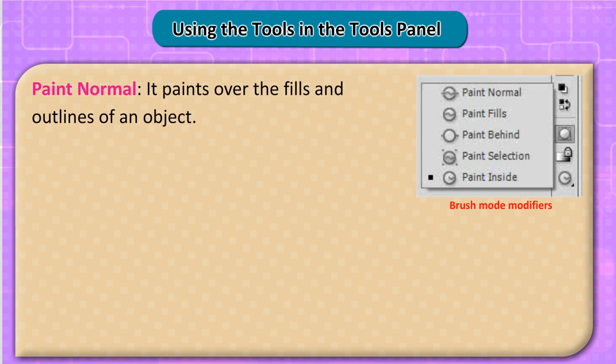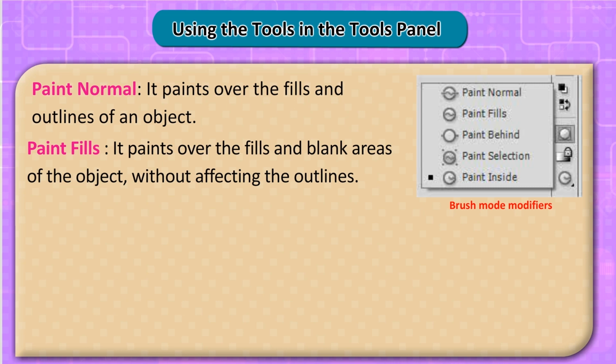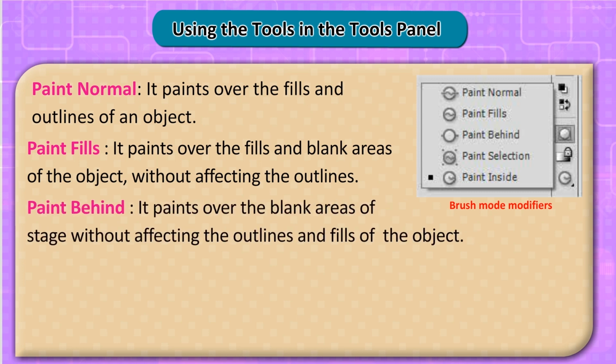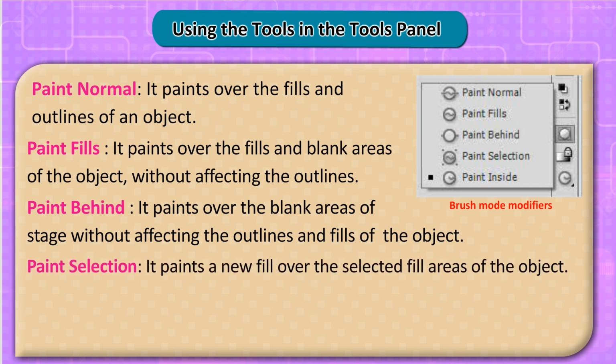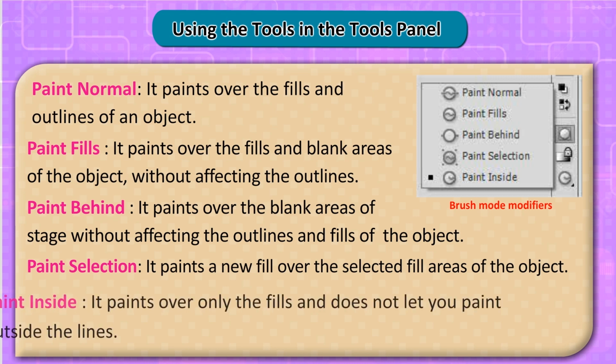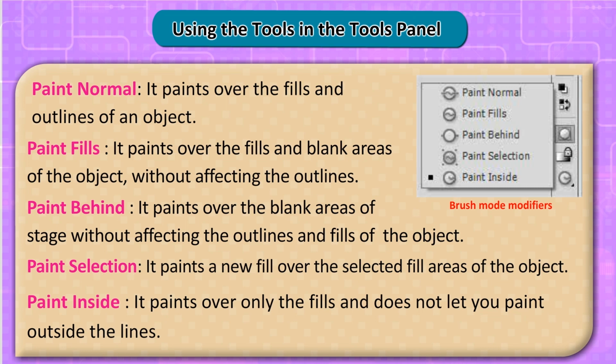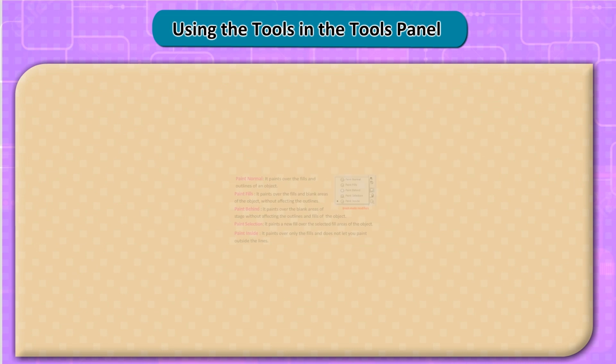Paint Normal. It paints over the fills and outlines of an object. Paint Fills. It paints over the fills and blank areas of the object, without affecting the outlines. Paint Behind. It paints over the blank areas of stage without affecting the outlines and fills of the object. Paint Selection. It paints a new fill over the selected fill areas of the object. Paint Inside. It paints over only the fills and does not let you paint outside the lines.